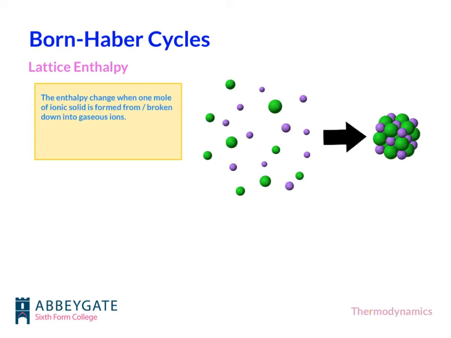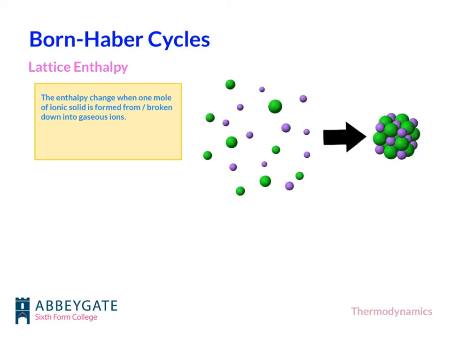So lattice enthalpy, as mentioned yesterday when we went through the definitions, is the enthalpy change when 1 mole of ionic solid is either formed from gaseous ions or is broken down into gaseous ions. We use the same term, lattice enthalpy, for both, one being positive, one being negative, and them being equally opposite. But what does it actually really mean?